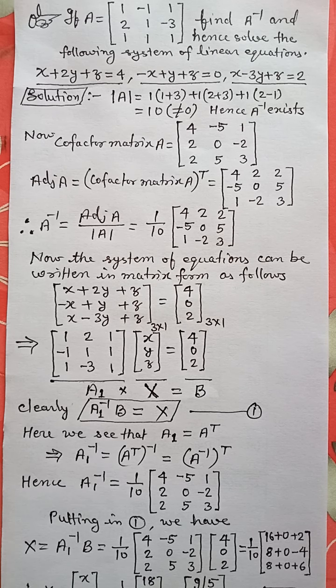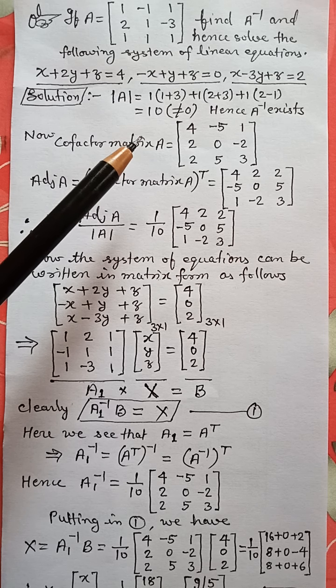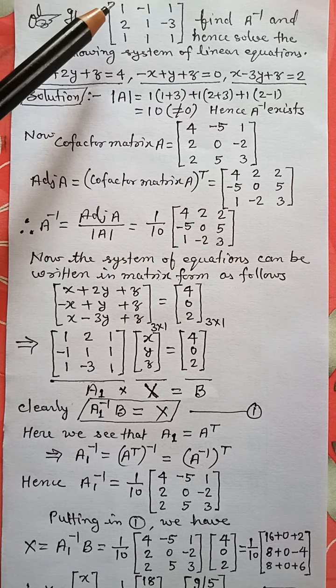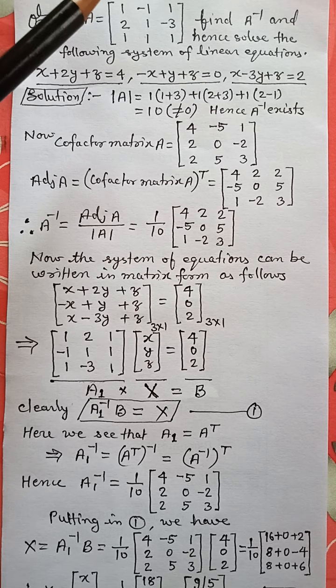Now we know that A inverse is nothing but adjoint A divided by determinant A, and adjoint A is the matrix which is the transpose of the cofactor matrix of A. So let us find the cofactor matrix of A. How do we find the cofactor matrix of A? Replacing each element by their corresponding cofactor.